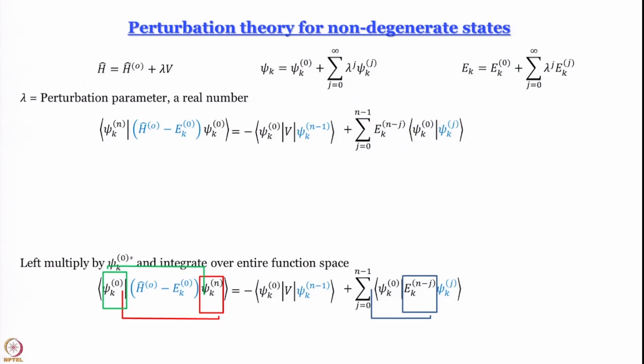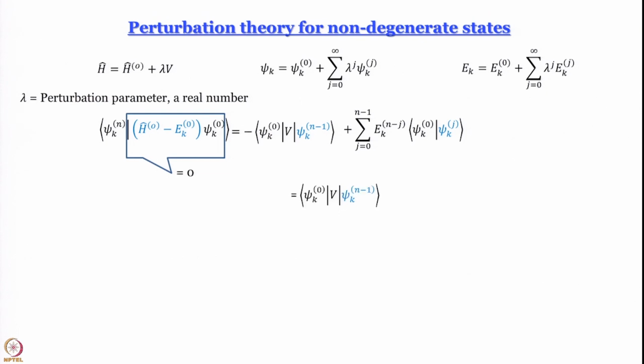Now life is getting a little simpler. Remember, the annihilation operator operating on the wave function is going to become 0. So, the entire left hand side becomes 0. What about the right hand side? In the right hand side I am left with this integral psi k 0th v psi k n minus 1th, and I am left with this summation.